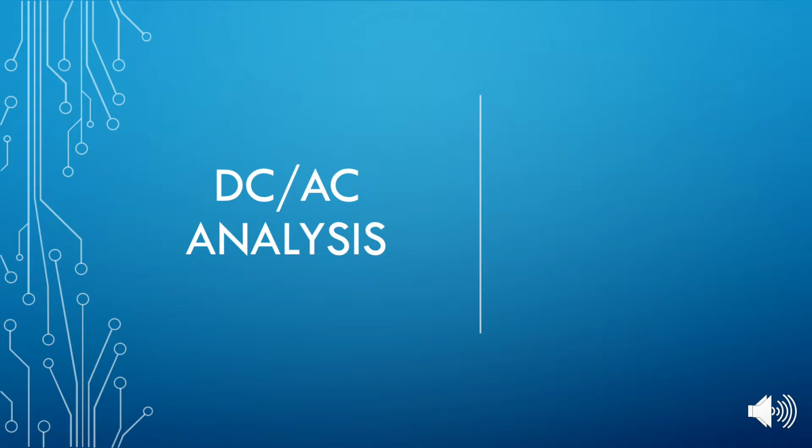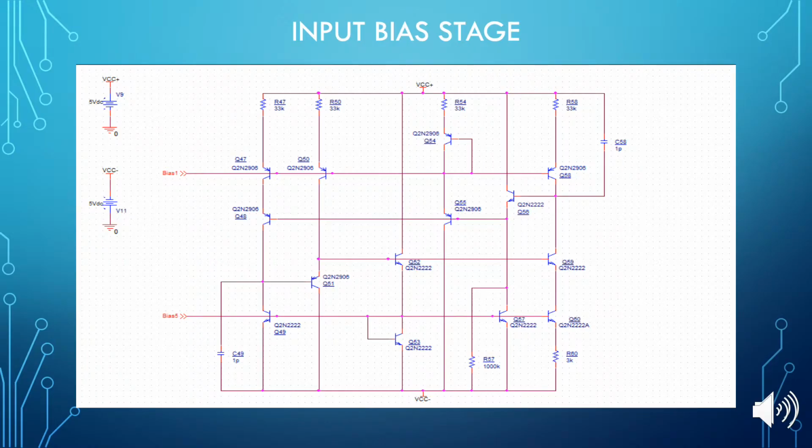So now I'm going to talk about the DC and AC analysis that I conducted for the NE5234 operational amplifier. For the input bias stage, I copied the schematic that was in the textbook for reference so that I could ensure that I was wiring everything correctly, that the nodes were placed in the right areas, and that the resistor and capacitor values were correct. When I started out, I used 5 volts for VCC and minus VCC, and when I started working, I moved on and found that I would have to use the recommended operating conditions.